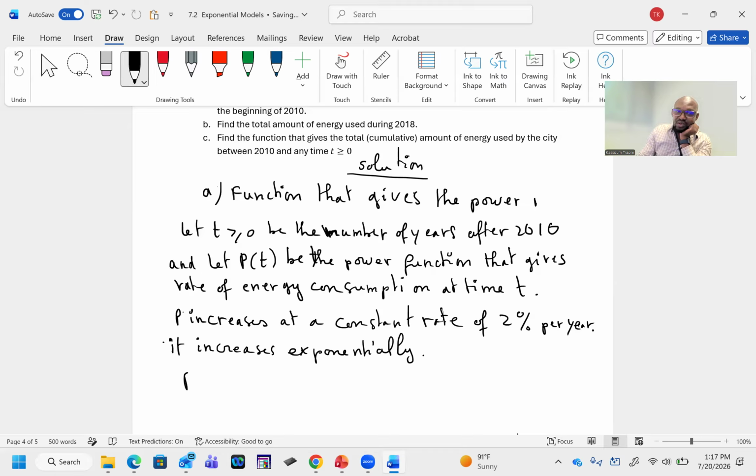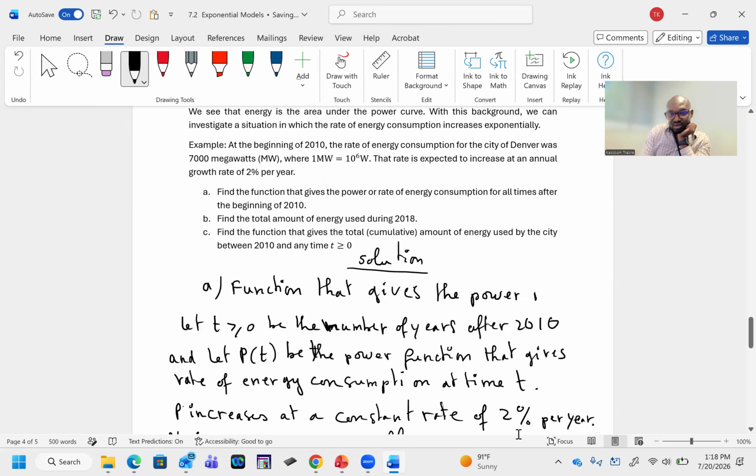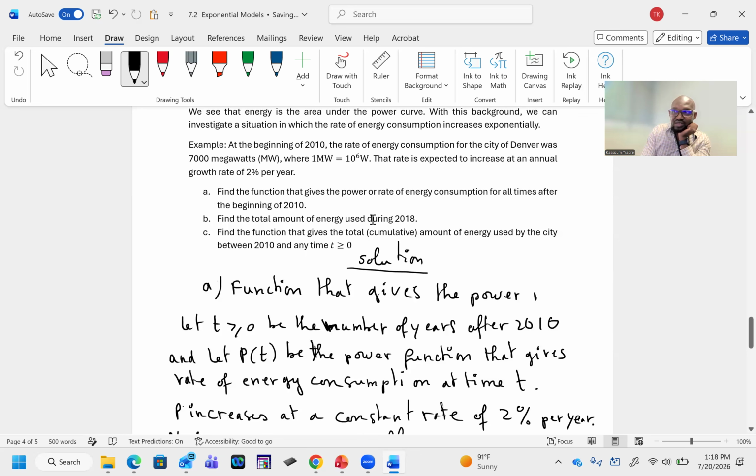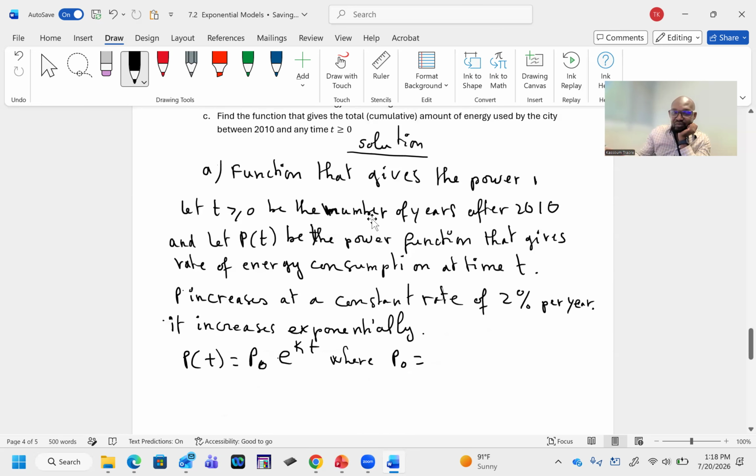Therefore, P(t) will be P0 e to the power of kt, where P0, in our case, is given, right? In 2010, it was 7,000 megawatts. So P0 is 7,000.